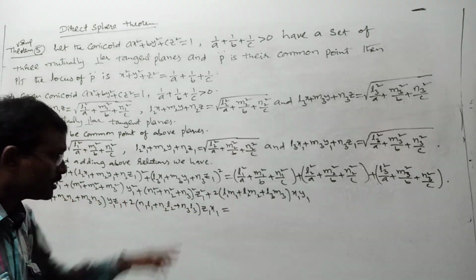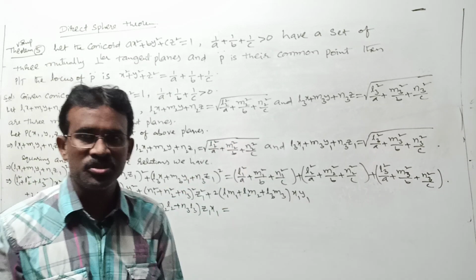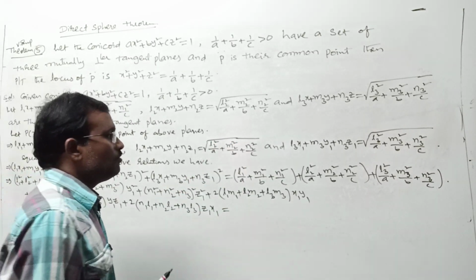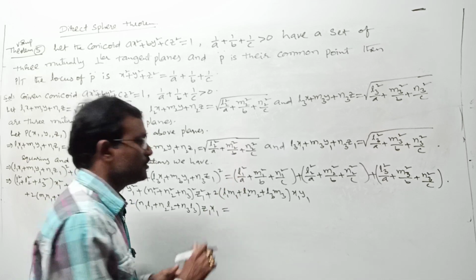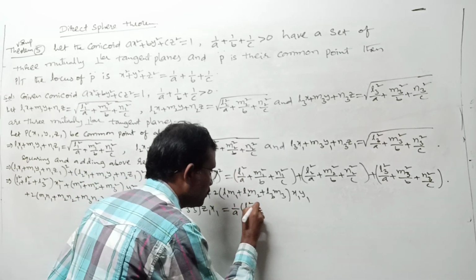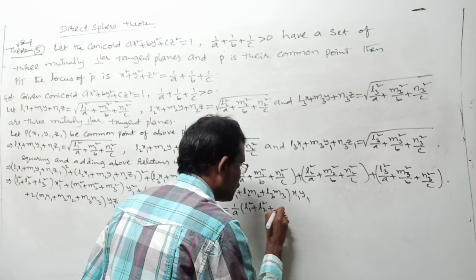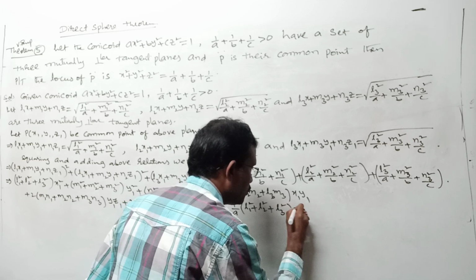While you are writing in the notes, write here 2, compulsory multiple 2, is equal to, right side proceed. In the right side, first I want to write 1 by a coefficient. What is 1 by a coefficient? L1 square plus L2 square plus L3 square. This is 1 by a coefficient.